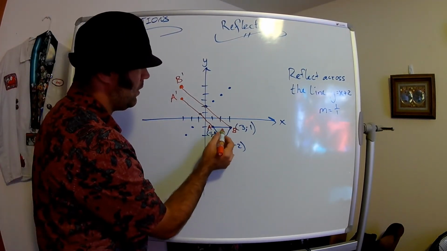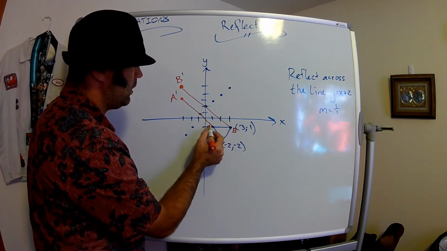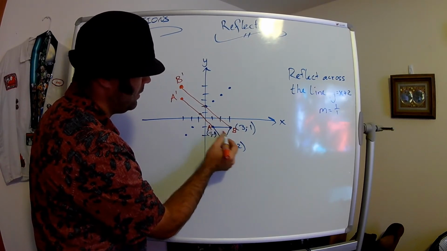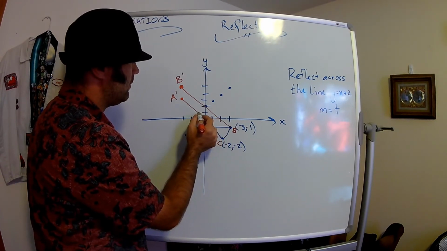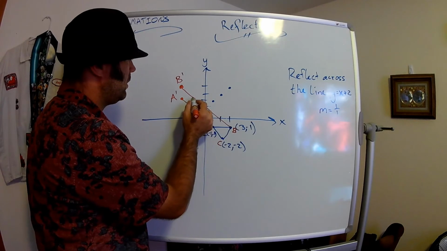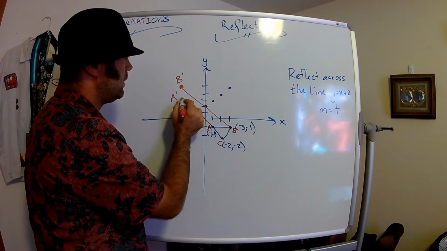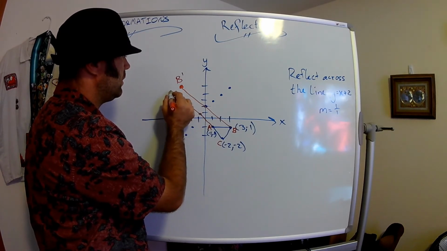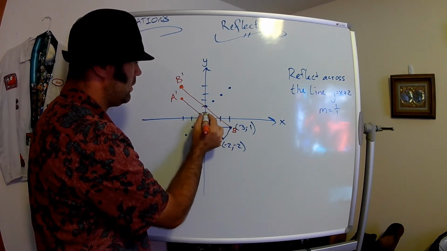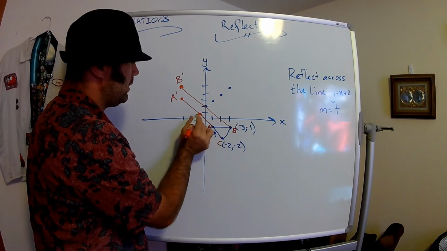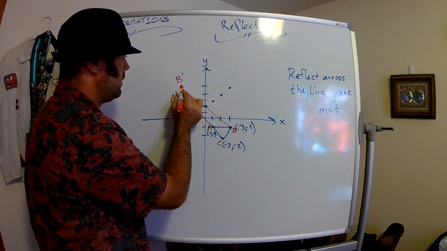And then C, we're going over 1, up 1, over 1, up 1, over 1. Oh, that puts us there, okay. Up 1, over 1, up 1, over 1, up 1, over 1. Let's count. 1, 2, 3.